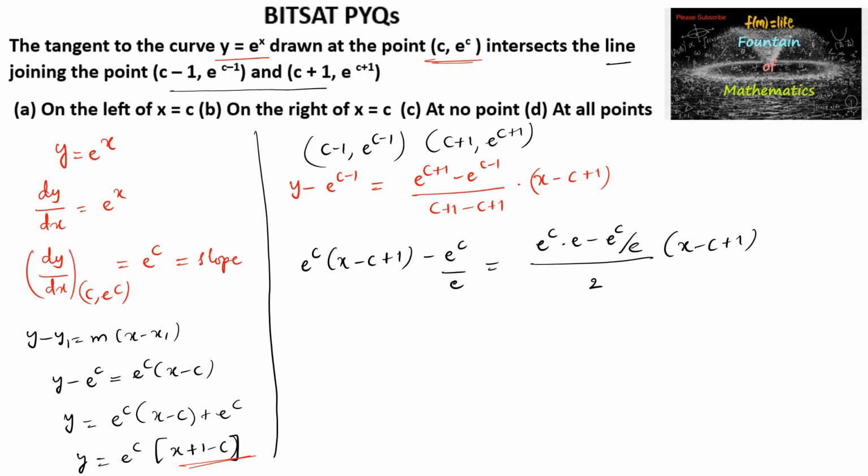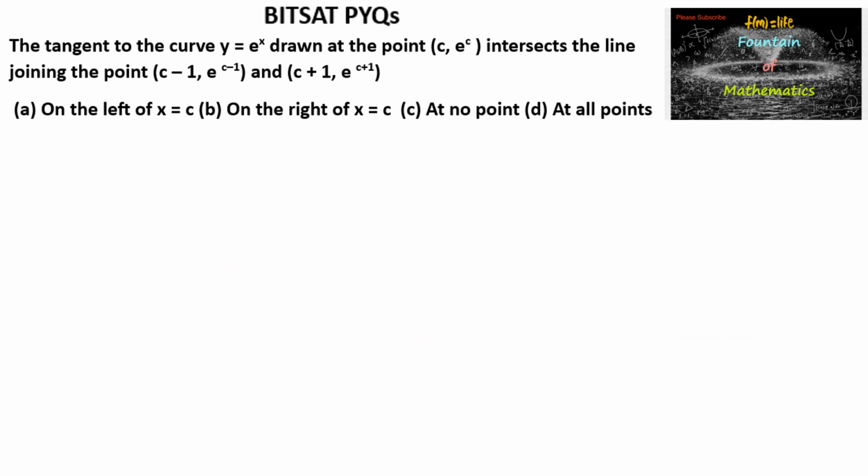So here e power c is taken common completely. So e power c of x minus c plus 1 minus 1 upon e is equal to e power c times e square minus 1 upon 2e into x minus c plus 1. So we can cancel e power c on both the sides and we can write x minus c plus 1 minus 1 upon e is equal to e square minus 1 upon 2e into x minus c plus 1.